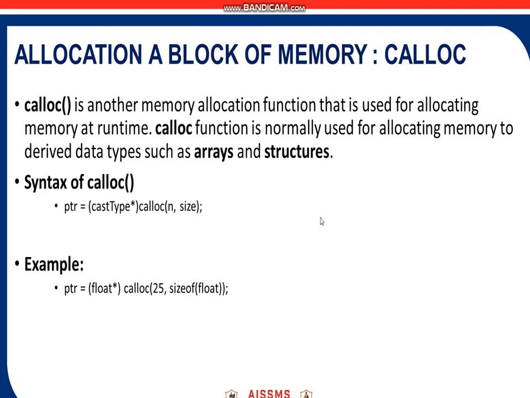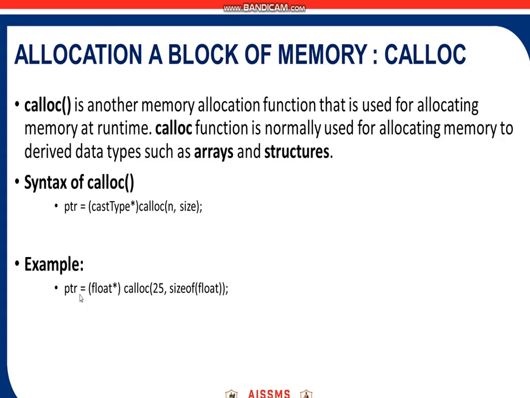Okay, then next one is allocation of a block of memory by using calloc. So calloc is another memory allocation function that is used for allocating memory at runtime. The calloc function is normally used for allocating memory to derived data types such as arrays and structures. The syntax for calloc is: pointer = (cast type *) calloc(n, size). Okay, that means n times the size of that value.